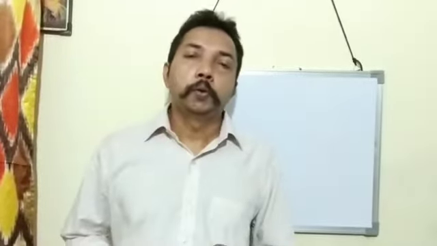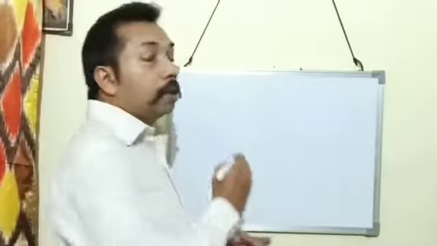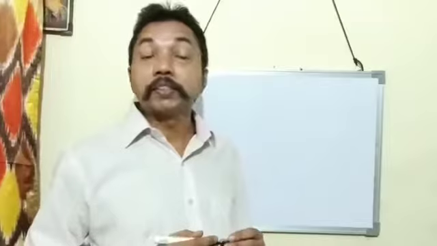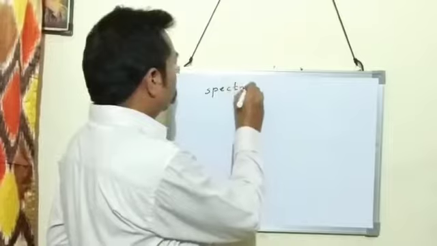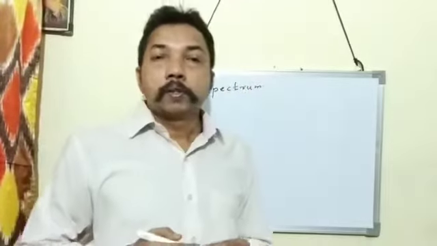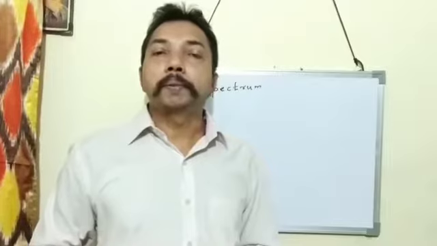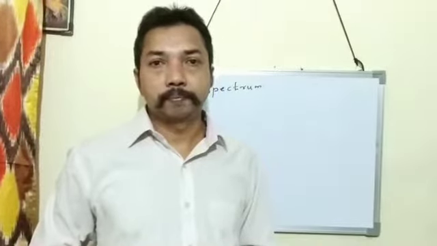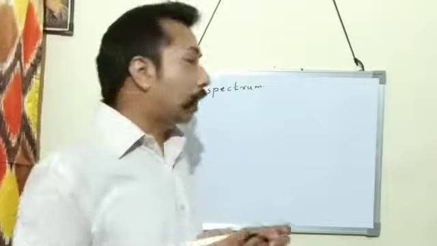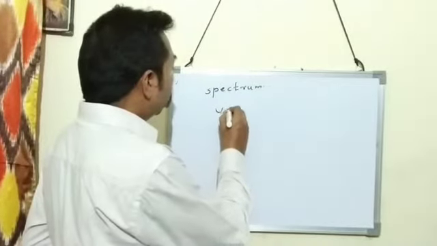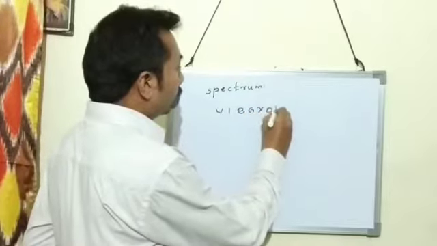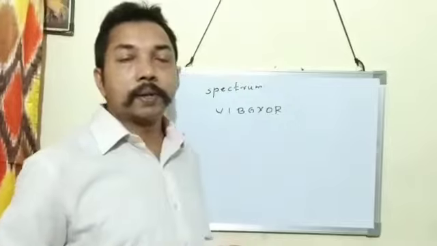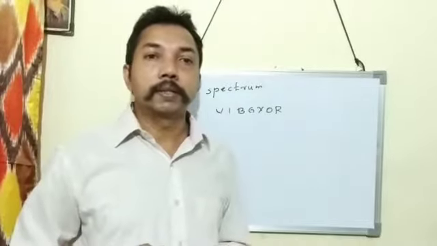In a rainbow, you can see a band of 7 colors. That band of 7 colors is called spectrum. So spectrum is a band of 7 colors. The 7 colors are violet, indigo, blue, green, yellow, orange and red. These are the 7 colors present in the spectrum.